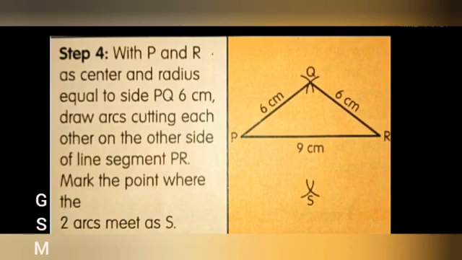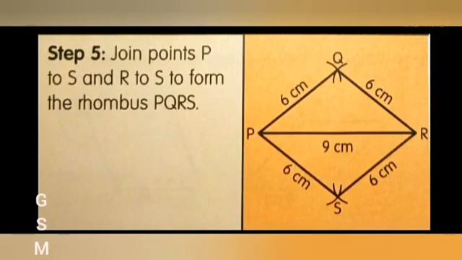Mark the point where the two arcs meet as S. Step 5. Join points P to S and R to S to form the rhombus PQRS.